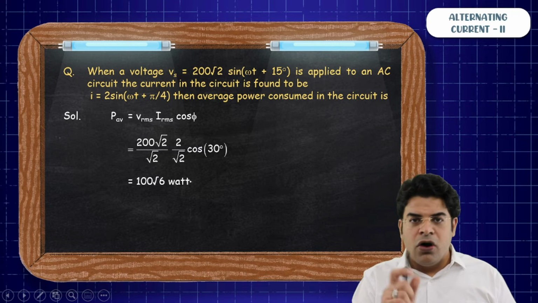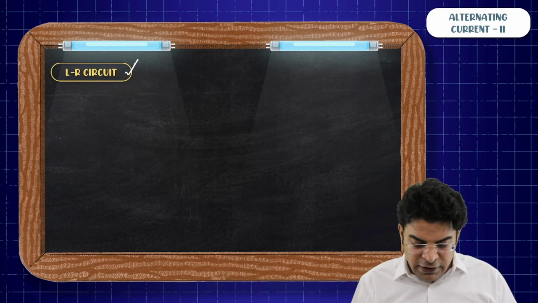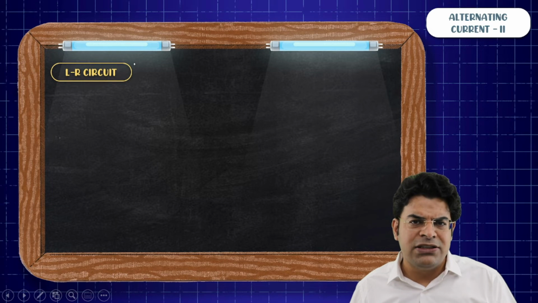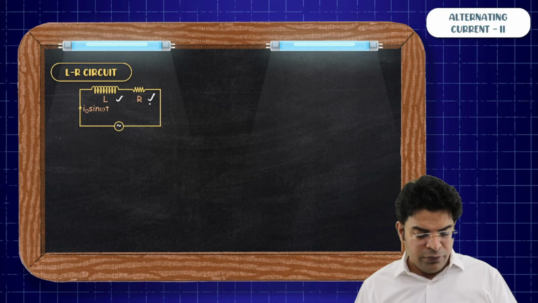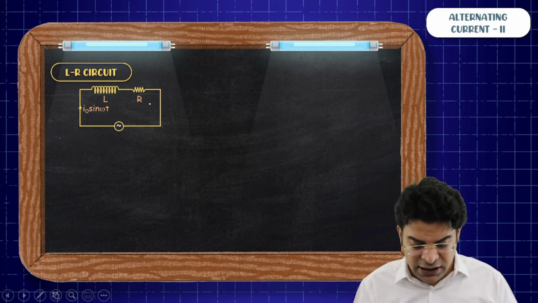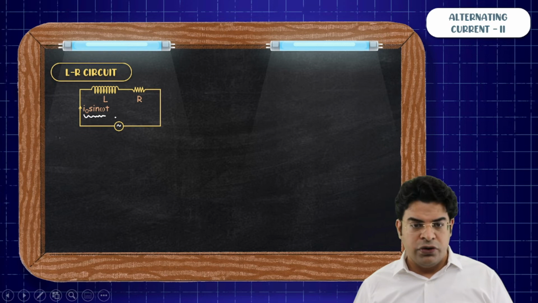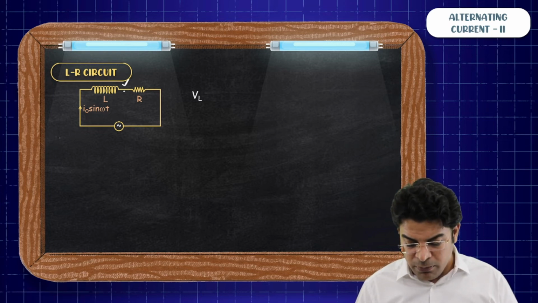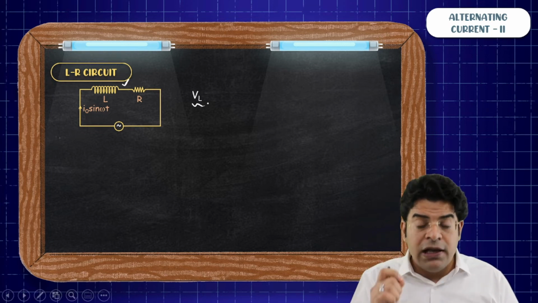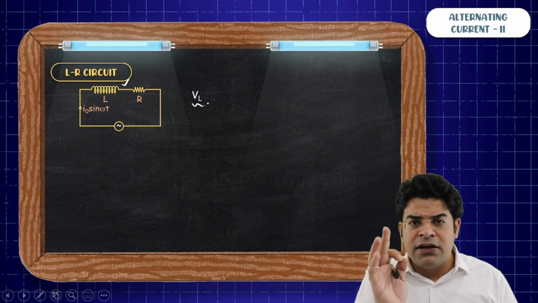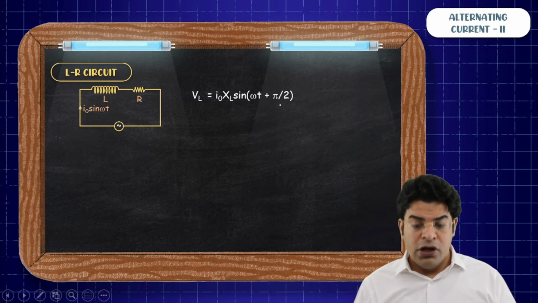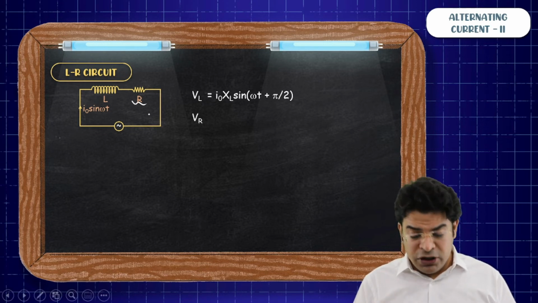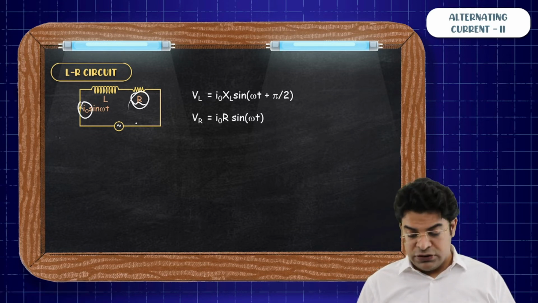Now let's talk about the case of the LR circuit. Sir, if you are saying LR circuit, it means that there is no capacitor in the circuit, right? Now let's think of an LR circuit in series. If you have a series LR circuit and let's say current I naught sine omega t flows through it, we will say that the potential drop across the inductor will lead the current by a phase of pi by 2. So the potential drop across the inductor at any time t will be peak current into XL into sine(omega t plus pi by 2). The potential drop across the resistance will be nothing but the peak current into resistance into sine omega t.